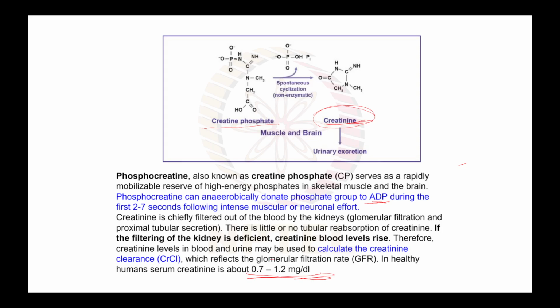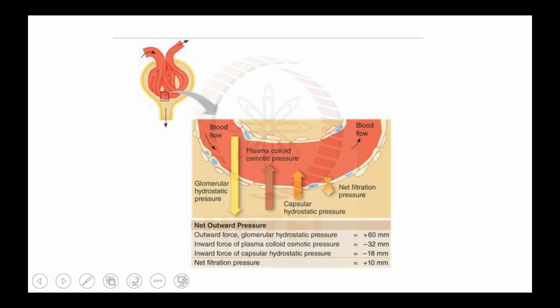Okay, and if there is a problem in the filtration or in the kidney functionality, the blood creatinine level goes high. So the level of creatinine in the blood and urine tells about the healthiness of the kidney, the creatinine clearance and the glomerular filtration rate. So this is the net pressure which is applied for the filtration. As I have said, whatever renal plasma is flowing, only 20% of that is being filtered.